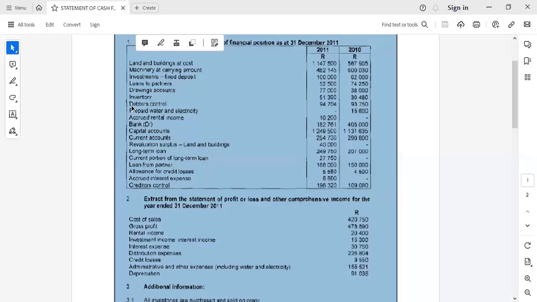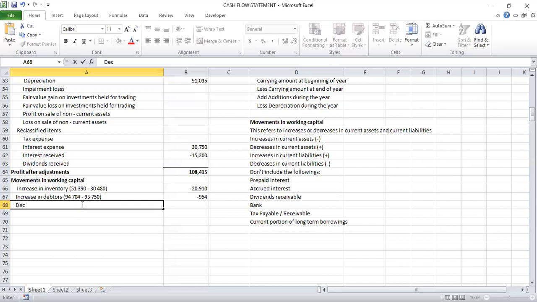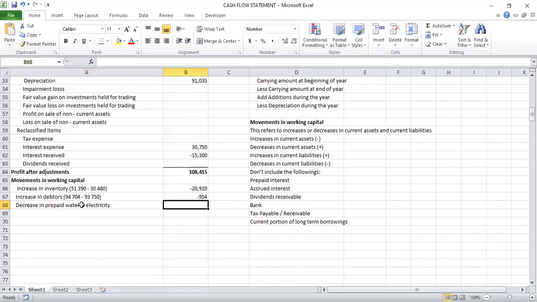Then we have our prepaid water and electricity. It decreased by 15,600. It went to 0. Decrease in prepaid water and electricity, 15,600. We'll put it as a plus because we are saying it's an asset that is going down. We have realized the asset.